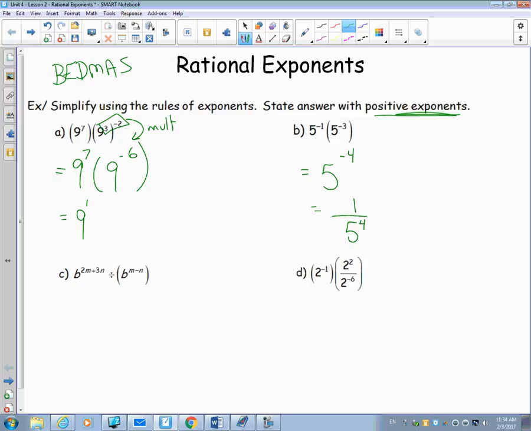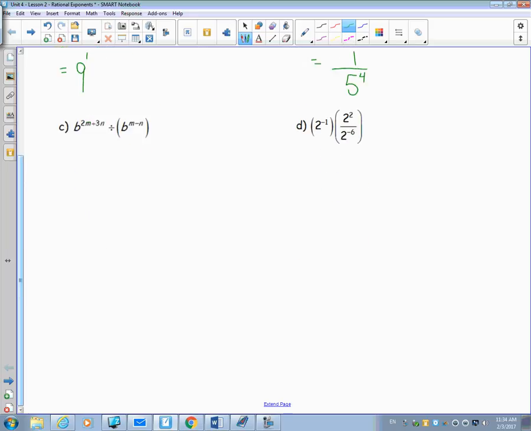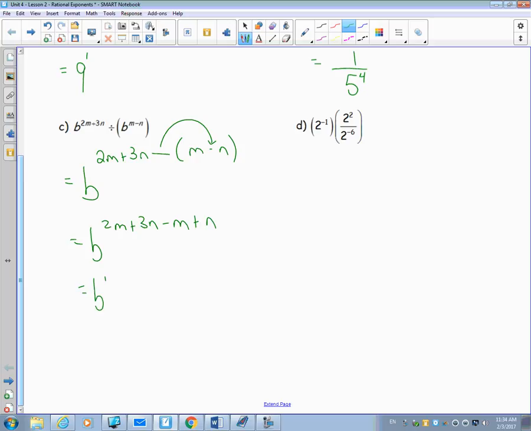Try the next one, I see bases that are dividing. When I divide, I'm supposed to subtract my exponents. So I'm going to take 2m plus 3n, and I'm going to subtract m minus n, which, if we think of this as algebra now, means I can get rid of my brackets by expanding them. And if I collect those like terms, we'll get m plus 4n.